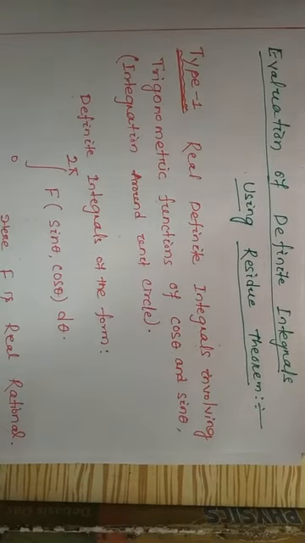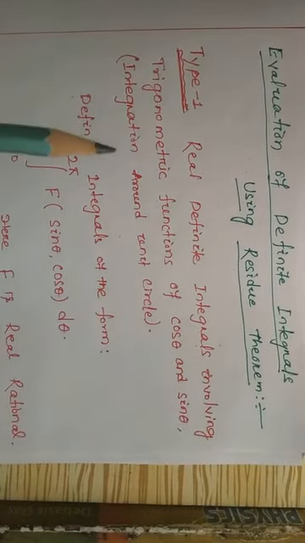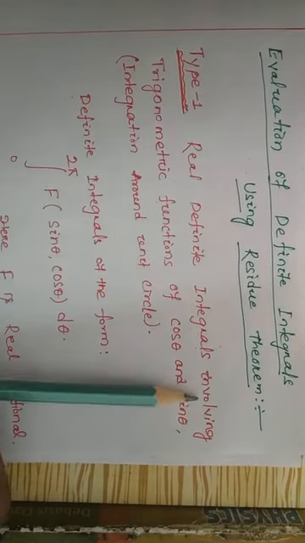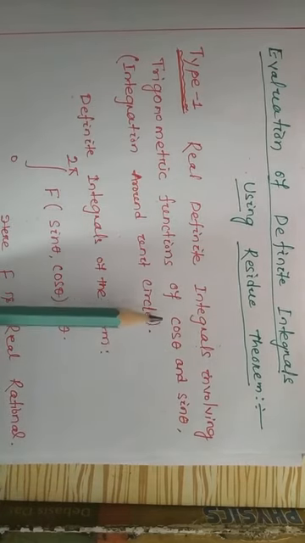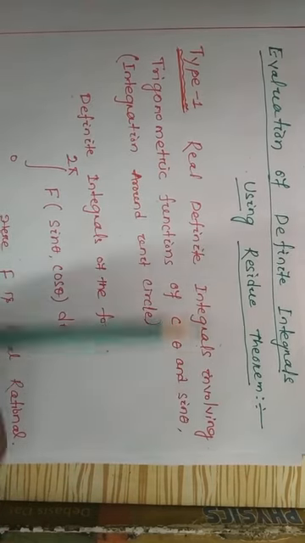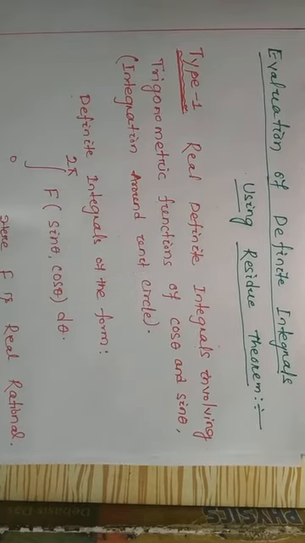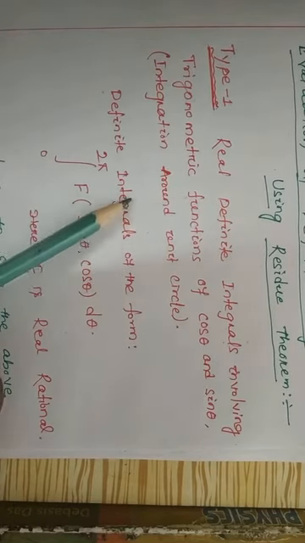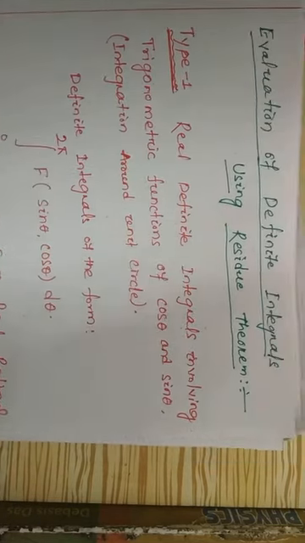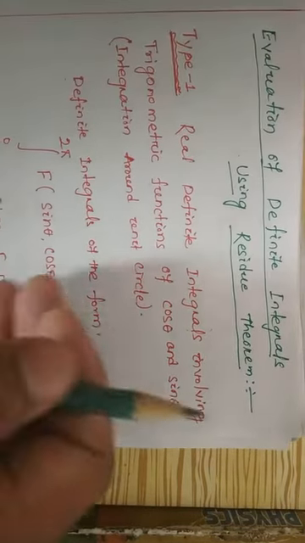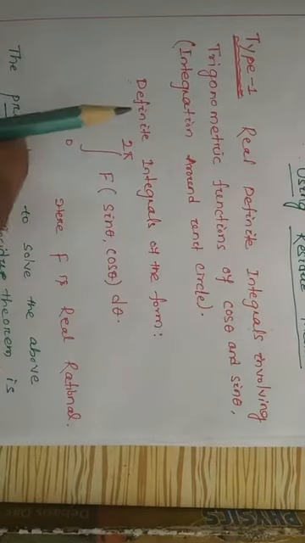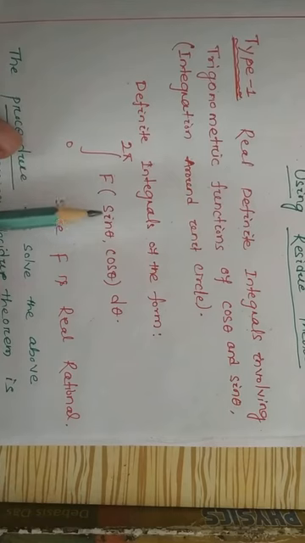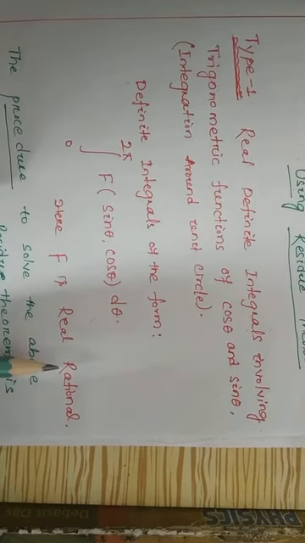Today is type 1, in which we can find real definite integrals involving trigonometric functions of cos theta and sin theta. Integration around the unit circle. Suppose the definite integral is of the form: 0 to 2 pi of f of sin theta, cos theta d theta, where f is a real rational function.